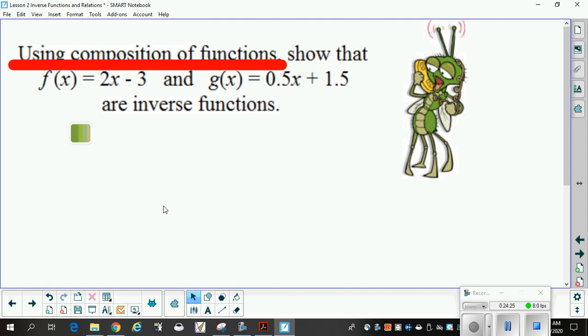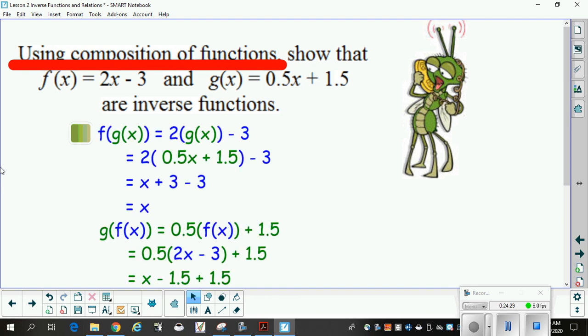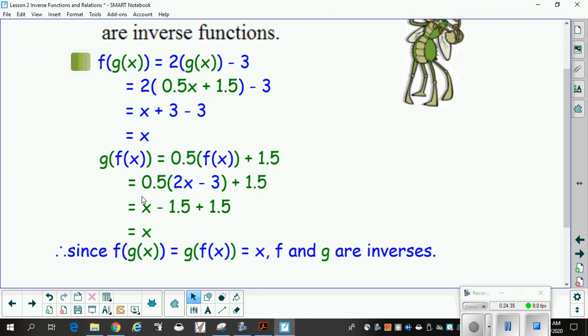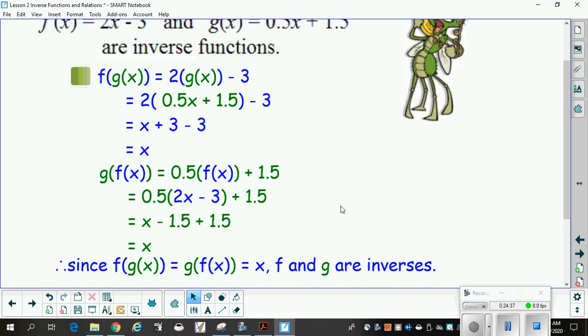All right, are you back? Did you do the composition of each with the other? If you did, you would find that f of g of x is equal to x, and g of f of x is equal to x. On a test or a quiz, any kind of an assessment, if you are asked to prove, using composition of functions, that two functions are in fact inverses, this is the work that I would need to see. F of g of x and then g of f of x.